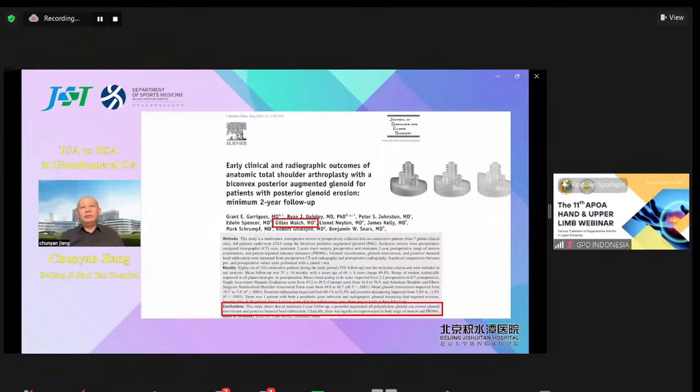Interestingly, Gio Walsh also is part of this study. So that means that this master also had a little bit of transition in their ideas, driven by the evidence or the newly designed prostheses. So they changed from their earlier thoughts on the B2 biconcave glenoid.